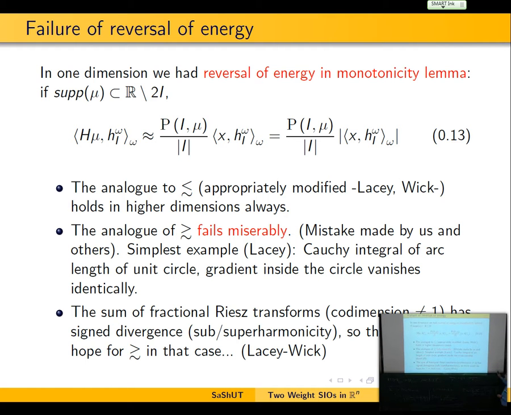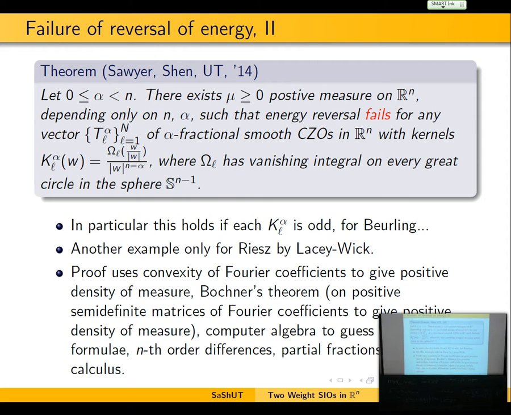But you might say, well, Cauchy, after all, is very special. Maybe with fractional Riesz transforms, with codimension not equal to 1, we avoid Cauchy. After all, you have sign divergence and superharmonicity. So then there could be a hope for left being bigger than right. And actually, that's sort of the approach in the Lacey–Wick theorem. No, you cannot. If you assume their hypothesis in which you have energy reversal, fine. But in general, you cannot, and this is this theorem.